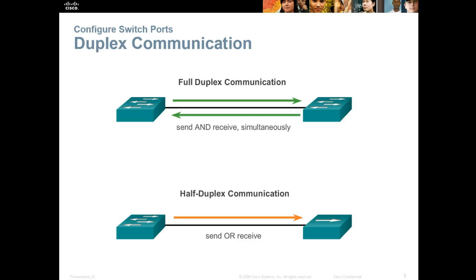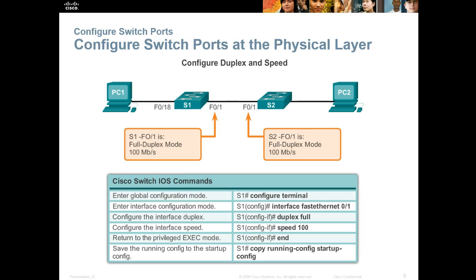Remember, we have duplex communication and half duplex. Send or receive is half duplex, but only one at a time. Full duplex means you can do both. That becomes important when you set up the port status, because both ends of the cable have to have the same duplex mode on. Otherwise, you'll get an error.